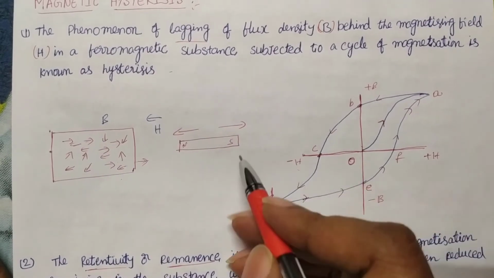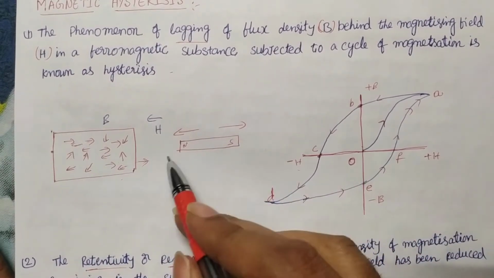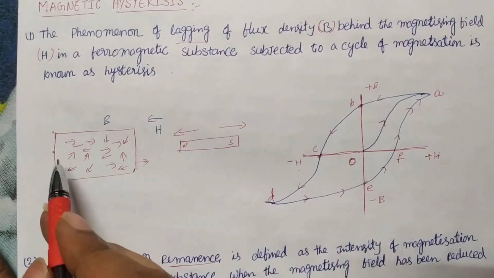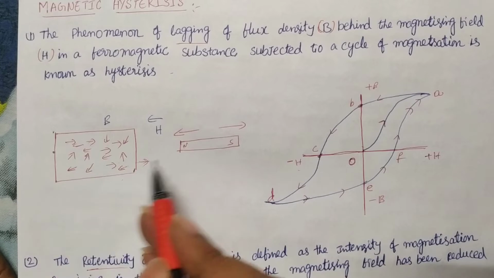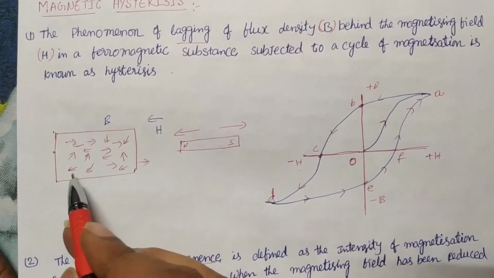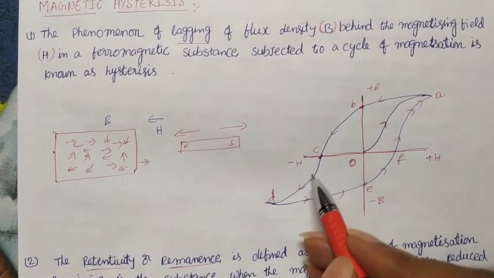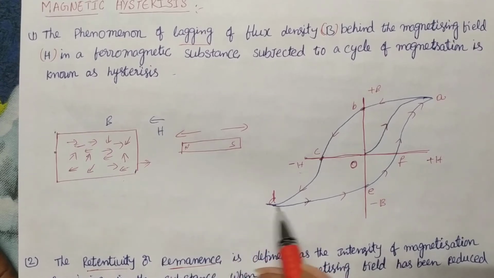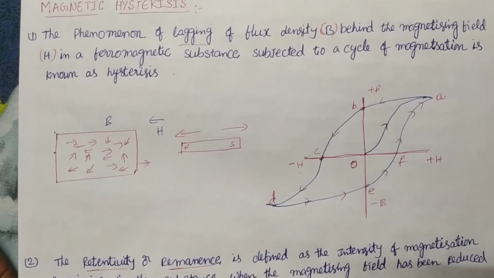Suppose you bring this magnet's south pole very close to this. What happened? All the dipoles align in the direction. Last time it was the forward direction, now they align in the backward direction, and the field becomes maximum on the negative side. So here also we get a saturation point. More than this we won't get a negative value.